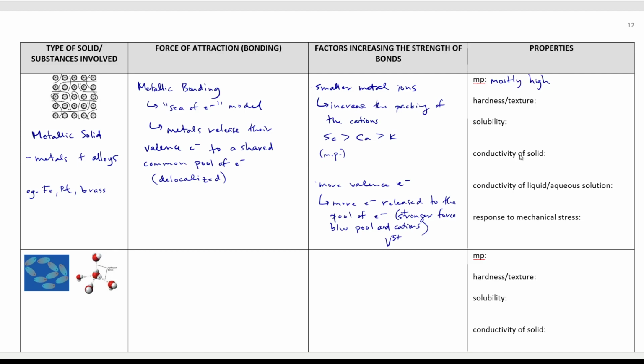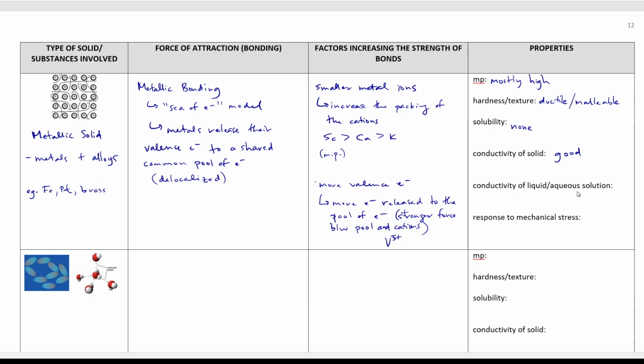The hardness and texture is, we would say, ductile. So you can tend to stretch it out and make wires out of it, or malleable, which means you can hammer it into sheets. It does not dissolve in water. Conductivity as a solid, well, we have moving charged particles here. You have moving electrons, so the conductivity of the solid is good or high. Conductivity of a liquid and an aqueous solution is not applicable, right?